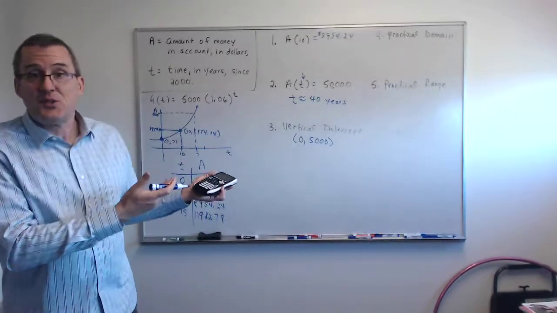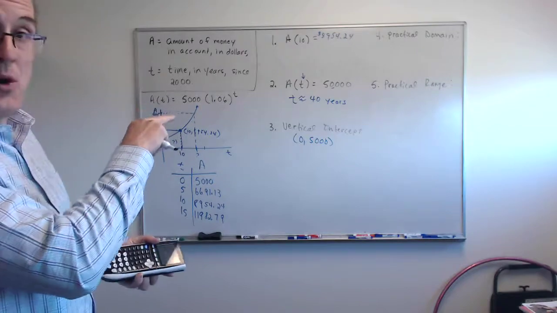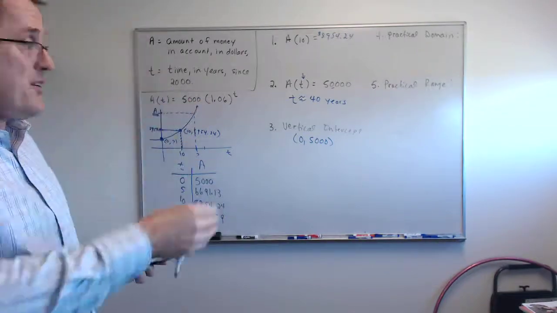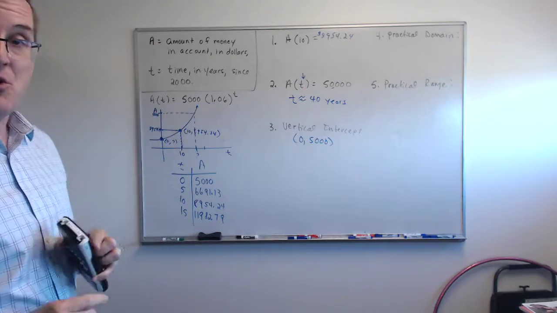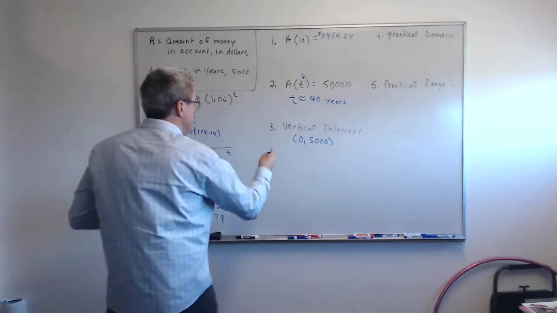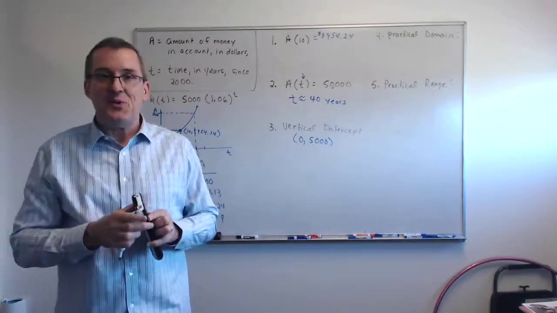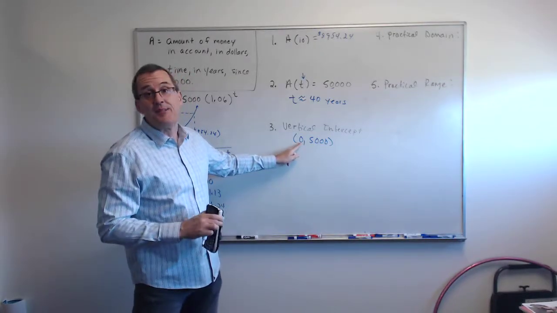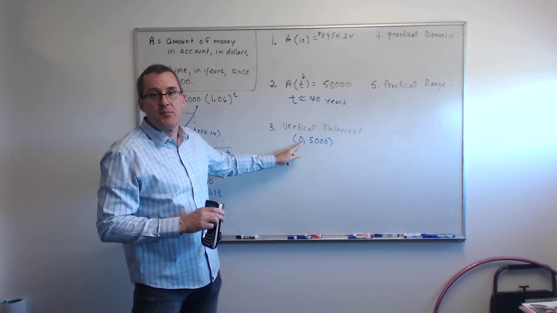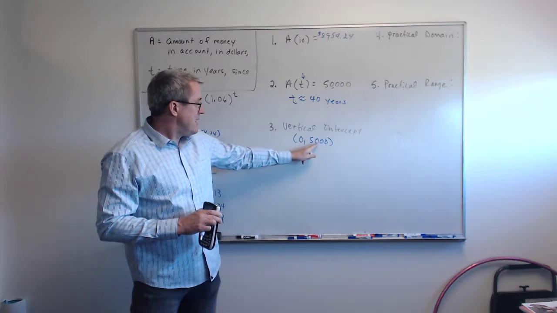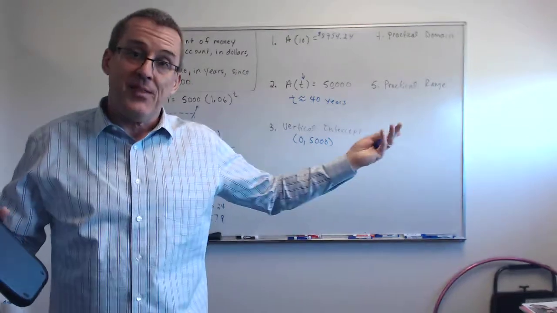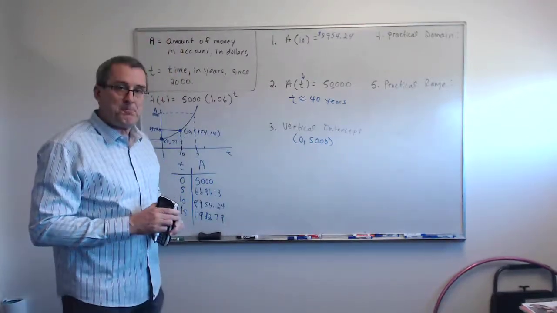And yes, we always do report that intercept as an ordered pair. The horizontal value is 0, the vertical value is 5,000. Write it as an ordered pair. And if you had to explain what this means, what you would say is, when no time has yet passed, that is at the beginning of this event of depositing money, at the beginning I had $5,000 because that's what I deposited into the account. That's what that vertical intercept would mean.